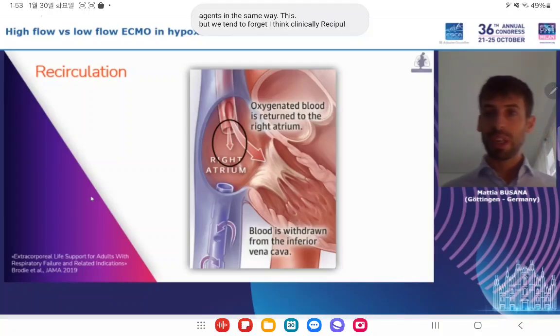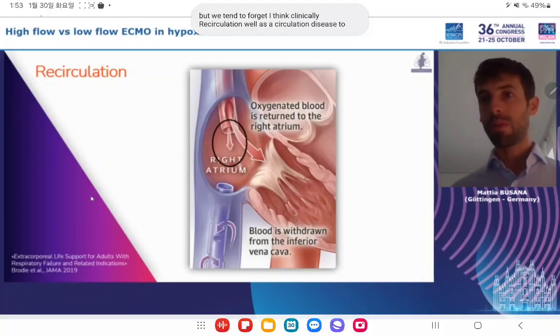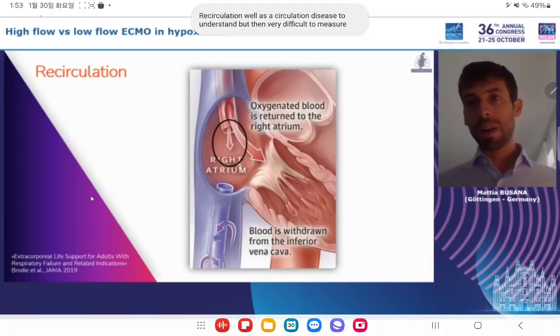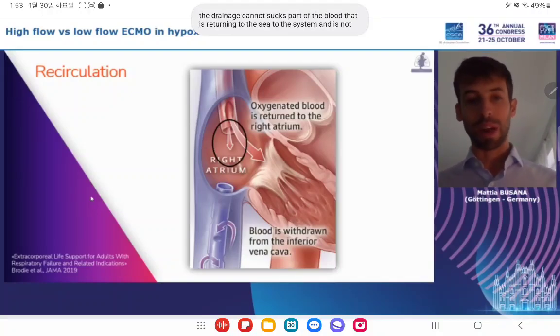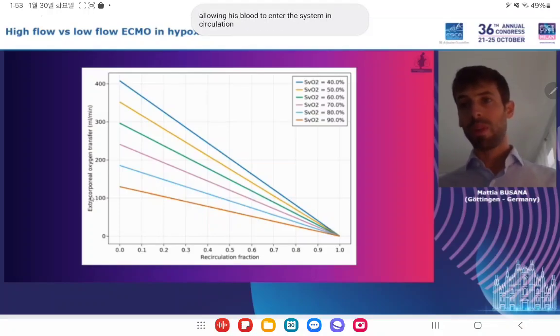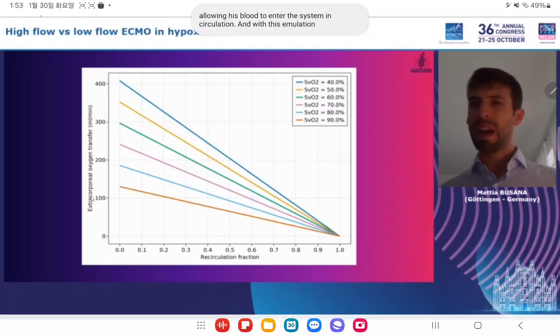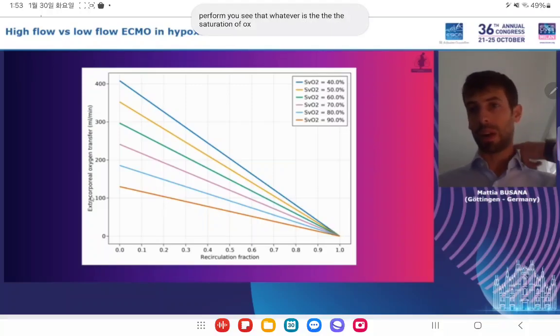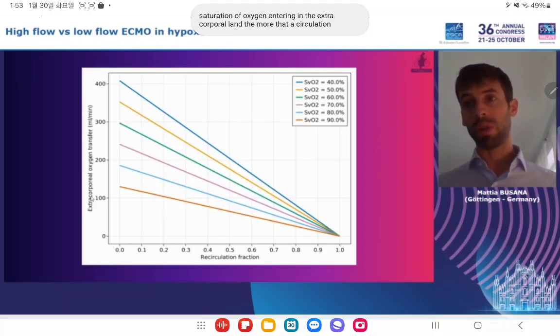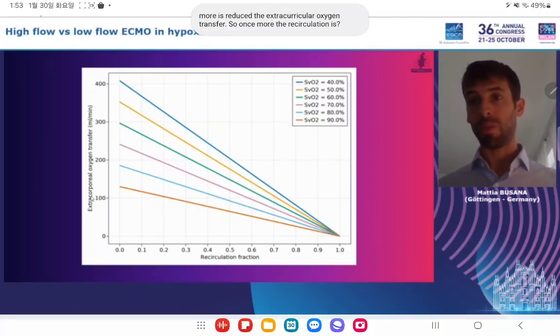Recirculation, well, recirculation is easy to understand, but then very difficult to measure. The drainage cannula sucks part of the blood that is returning to the system and is not allowing this blood to enter in the systemic circulation. And with this simulation that I performed, you see that whatever is the saturation of oxygen entering the extracorporeal lung, the more the recirculation, the more is reduced the extracorporeal oxygen transfer. So once more, recirculation is an important factor that we need to keep in mind.